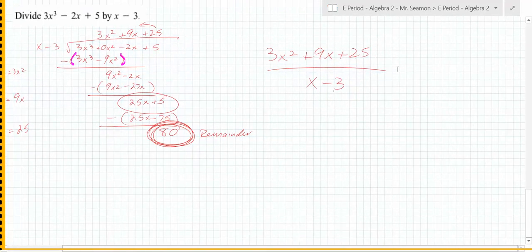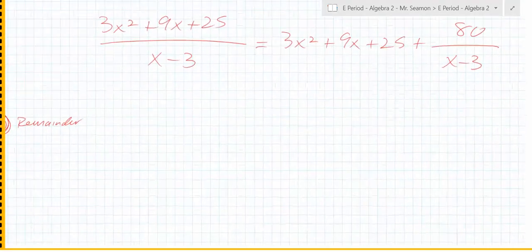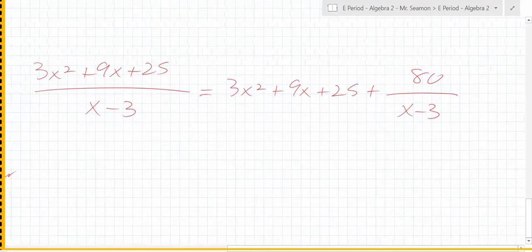We just said now that that equals what? Can you see that at all? What does that equal? It equals 3x squared plus 9x plus 25. But what's the remainder? 80 over what? x minus 3, because that's what we're dividing by. This right here would be the final answer. It did not divide nicely.